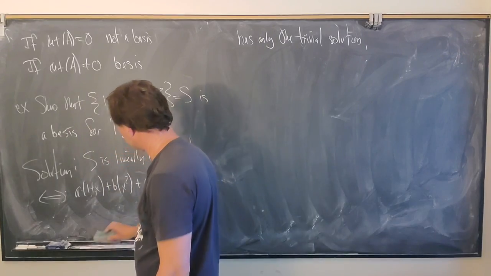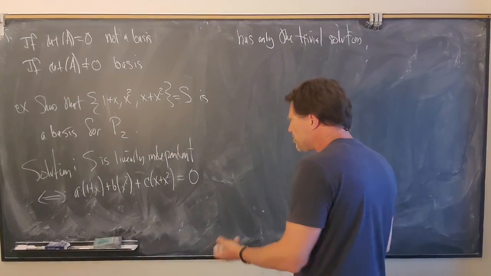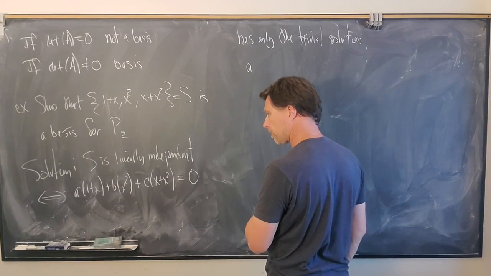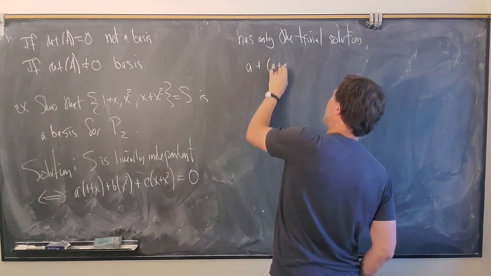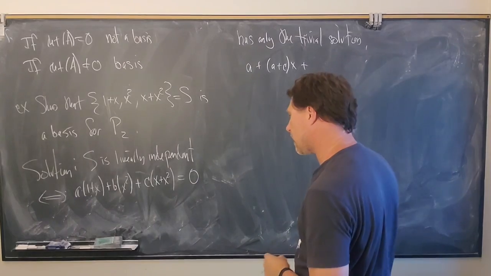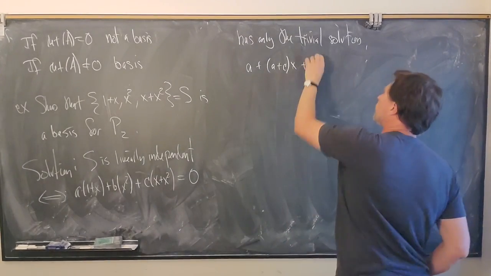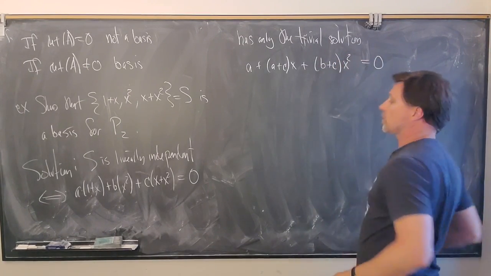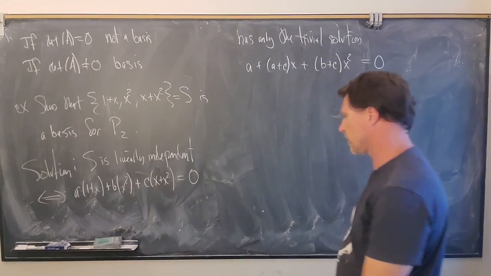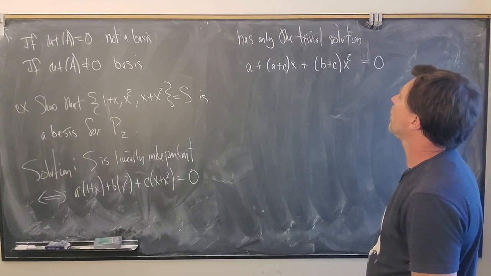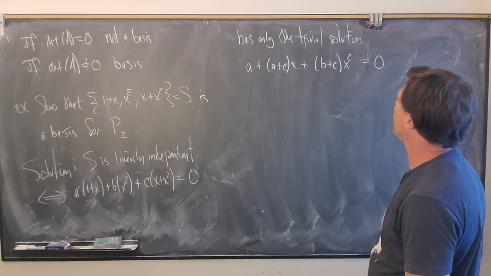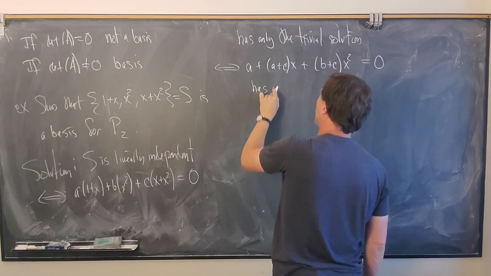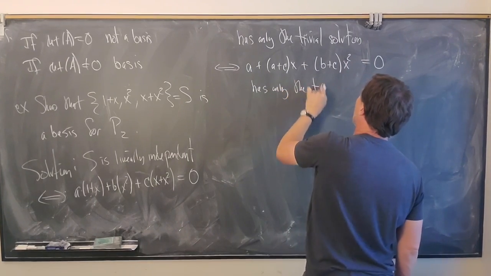Now, let me rewrite this. So let's write it out. This is a plus c times x plus b plus c times x squared equals 0. So if I just join the coefficients, did I screw something up? A plus c. No, that's right. Okay, so that would be if and only if this one has only the trivial solution.